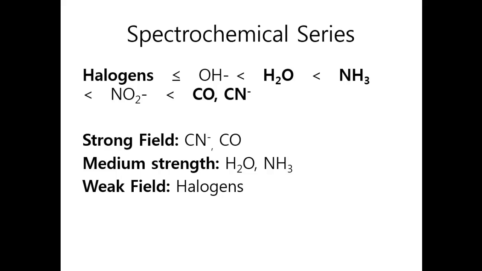Now, how do you know if a ligand is a strong field or a weak field ligand? Well, that's why we have the spectrochemical series listed below. All you have to memorize is basically that CO is a strong field ligand, water and ammonia are medium strength ligands, and halogens are weak field ligands.